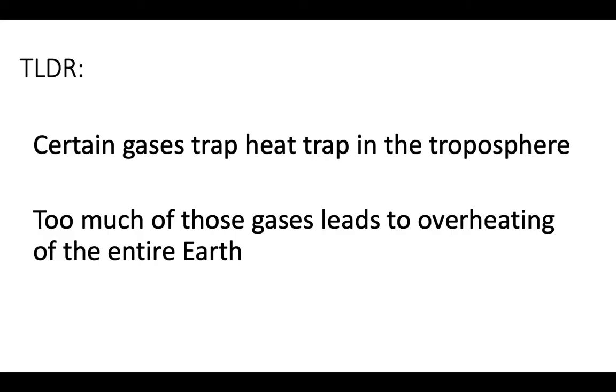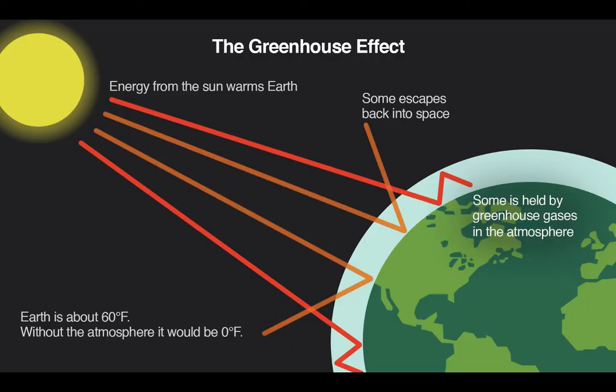So, too long, didn't read, I didn't watch the first 5 minutes of the video. There are certain gases in the atmosphere that trap heat in the troposphere. Too much of those gases causes the Earth to overheat on a global scale, generally speaking. That's what we refer to when we refer to global warming, although that does not mean that all of the Earth will be getting equally hotter. We might see changes in other places as well, as I'll talk about in a minute. Here's a diagram summarizing what I just talked about with the greenhouse effect.